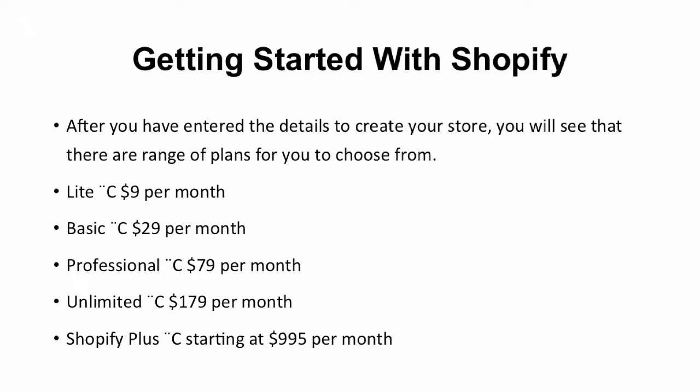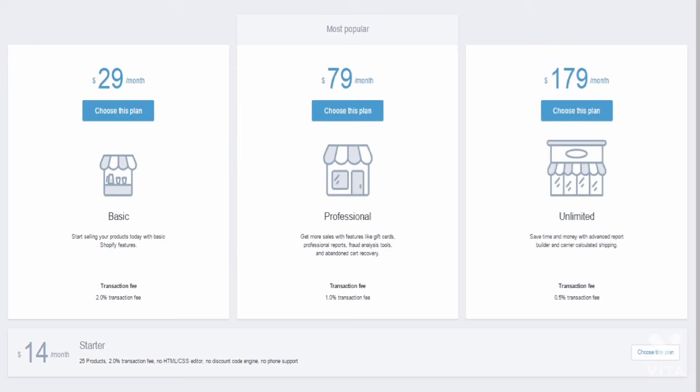If you're uncertain which one is right for your business, I would suggest that you choose the basic plan to start out with. The Lite plan doesn't include many options at all. It only allows you to sell your product through social media pages, which means you won't have your own store on Shopify. Beyond that, as you might guess, the more expensive the plan, the more features that you get.